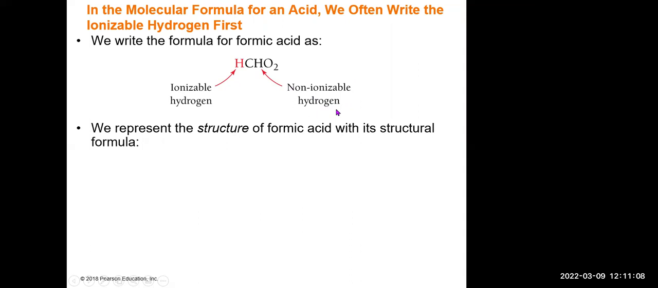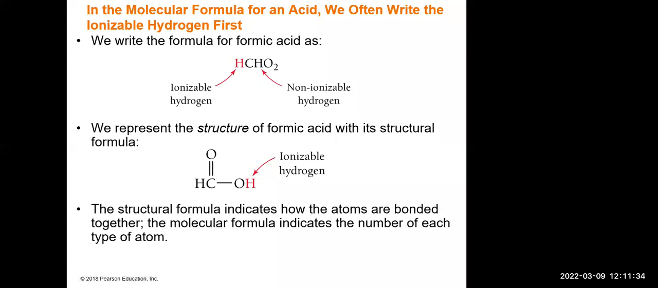We represent the structure of formic acid with its structural formula as this. And here you will see more clearly the COOH group we talked about in the previous slide, the carboxylic acid group, the COOH. So therefore, this H is the ionizable hydrogen. The structural formula indicates how the atoms are bonded together. The molecular formula indicates the number of each type of atom. So it's very useful to know the structural formula for some of those given compounds.